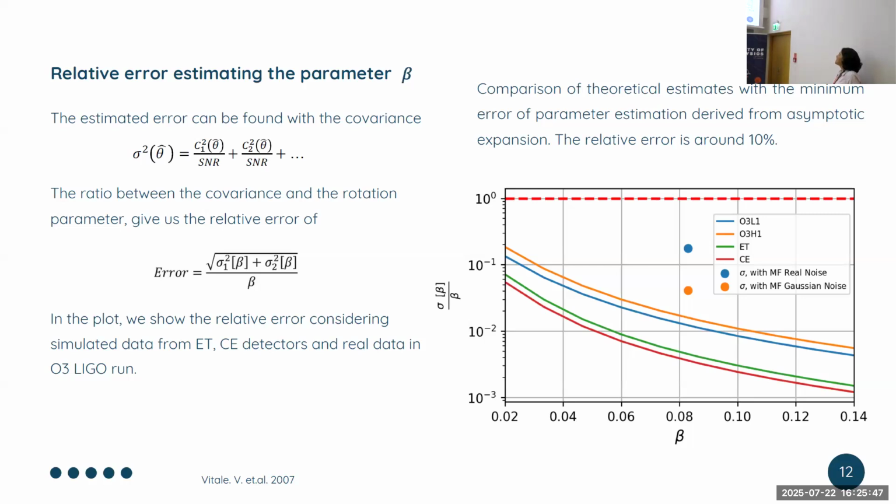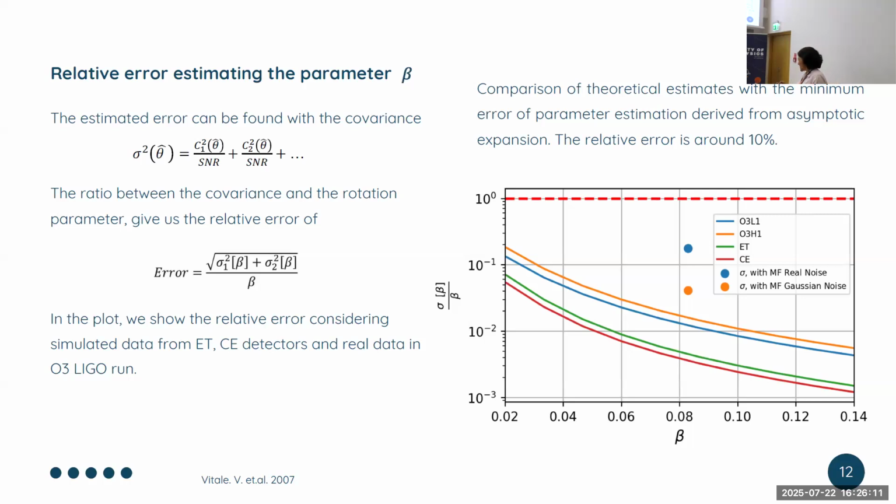And as you can see, the red point is Gaussian noise, and real noise is closer. This value is better with Gaussian noise than with real noise, because the real noise is more random.